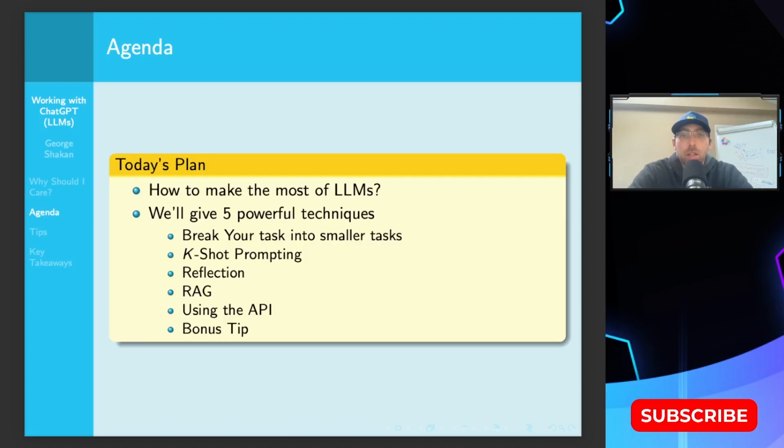All right, so for today, I'm going to give you 5 powerful techniques for making the most of large language models. These are tips and tricks I picked up while working on developing applications that depend on large language models. If you stick around to the end, I'll even give a bonus tip. All right, so let's jump into it.